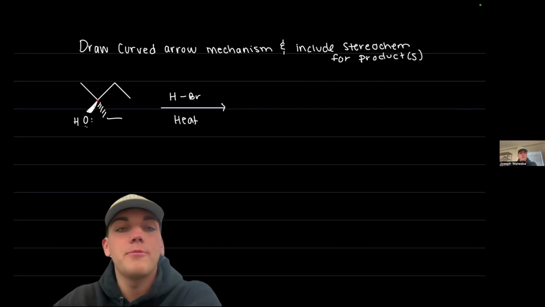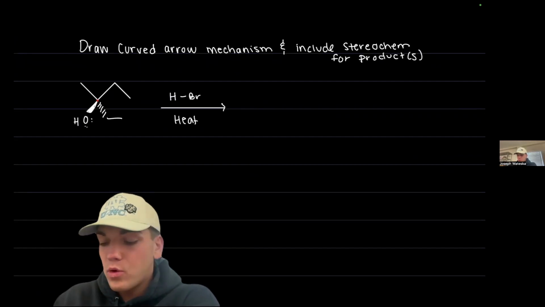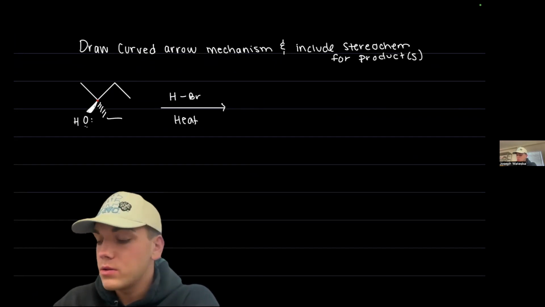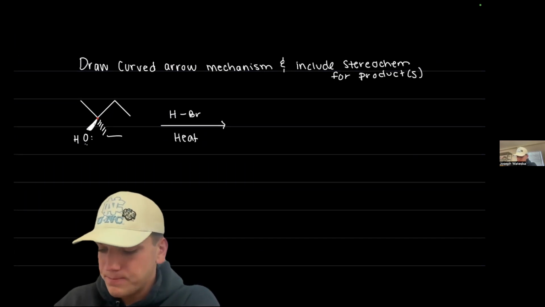All right, so next I'm going to work through an Orgo 1 problem. This is a problem that I pulled from the Orgo 1 workbook, and it asks us to draw the curved arrow mechanism and show the products and include their stereochemistry.